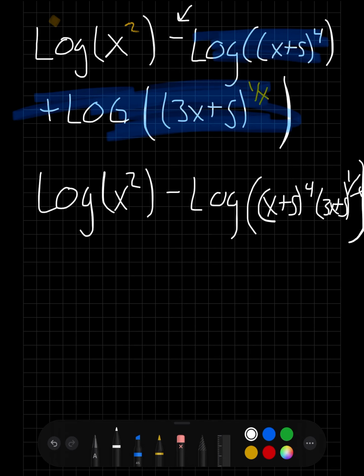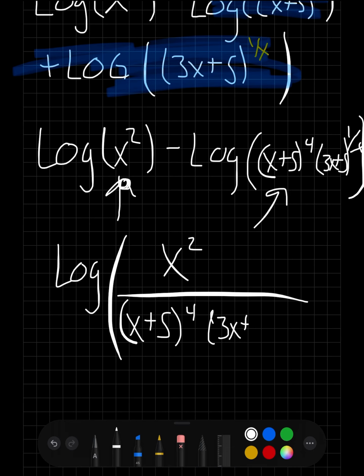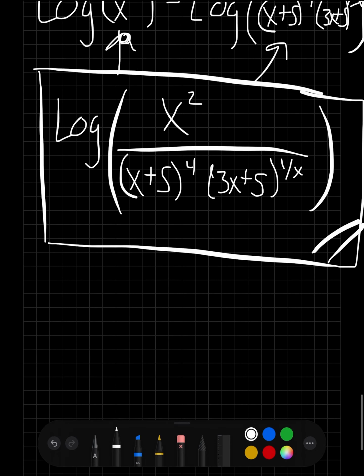And now I'll use my quotient rule. I'm going to say this will be my numerator here, and this will be my denominator. And so that'll give me the log of x squared divided by this mess down here, x plus 5 to the 4th times 3x plus 5 to the 1 over x. And now I've written this as a single logarithm, and that's how you know you're done with these condensing problems. Once you have one logarithm at the end of the day, you are completely done. Isn't that nice?